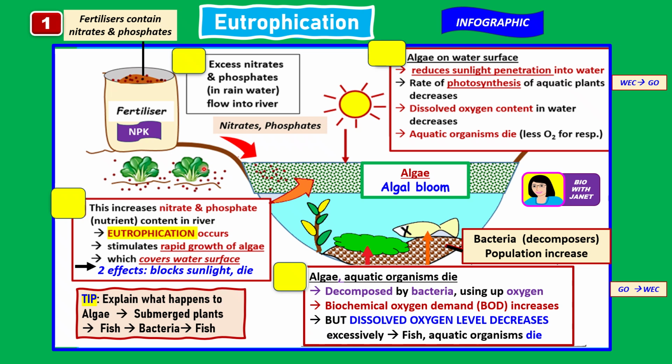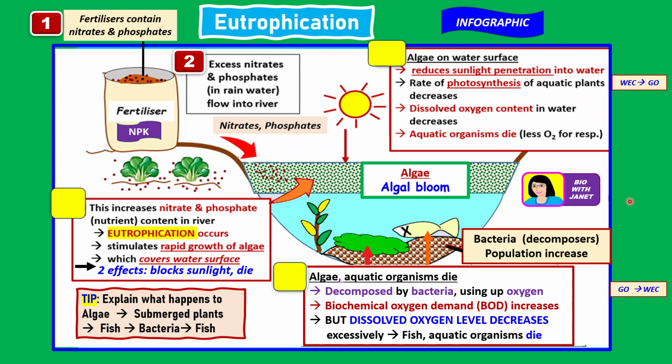But fertilizers also have their disadvantages because when they are applied to the soil, they can be in excess. So there may be a lot of nitrates and phosphates in the ground. Then when it rains, the rainwater will dissolve these nitrates and phosphates. And these excess nitrates and phosphates in rainwater are carried into the river. They flow into the river. All right, so that's what happens.